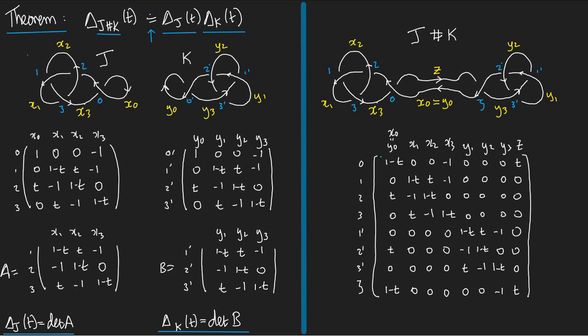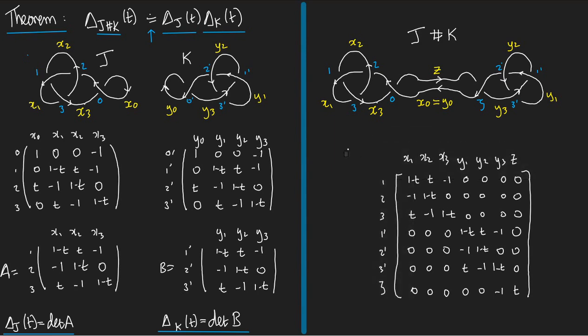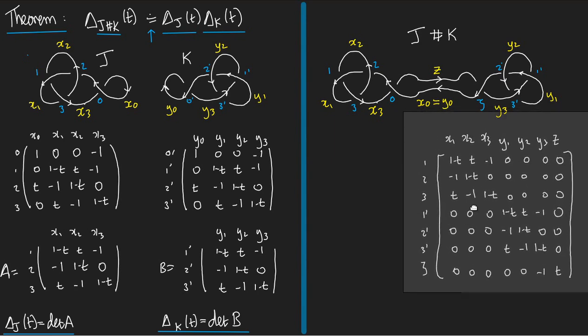And you can believe me that these are the coefficients from the polynomial colouring equations. So now let me write down the matrix whose determinant will be the Alexander polynomial of j sum k. I'm going to do it by deleting a row and column. And I delete the first row and the first column. So let's do that now. There we are. And I'm going to call that C.